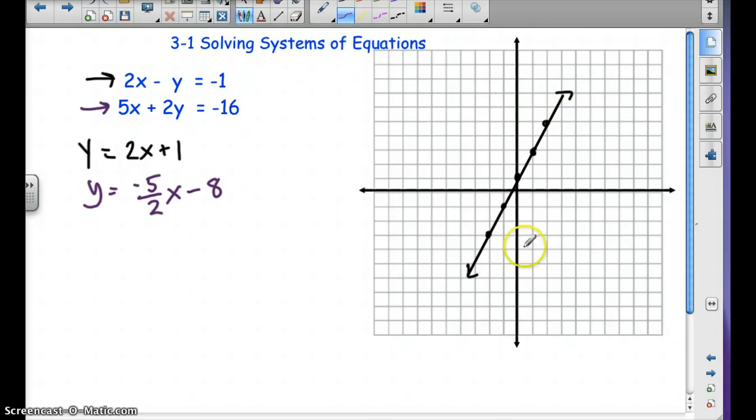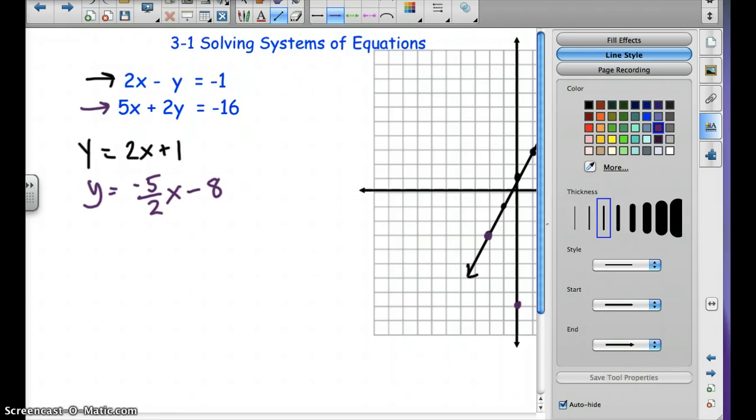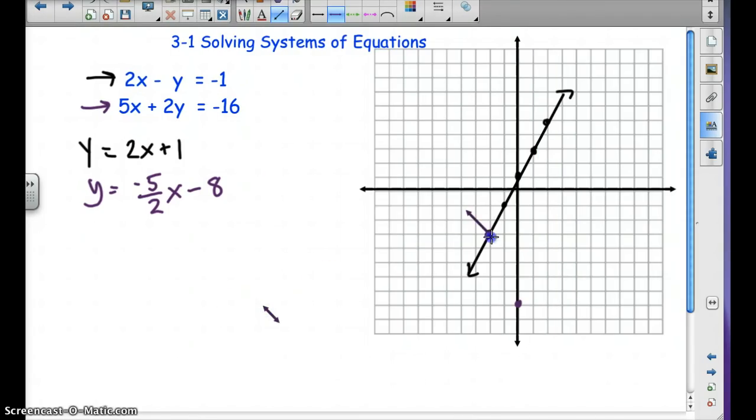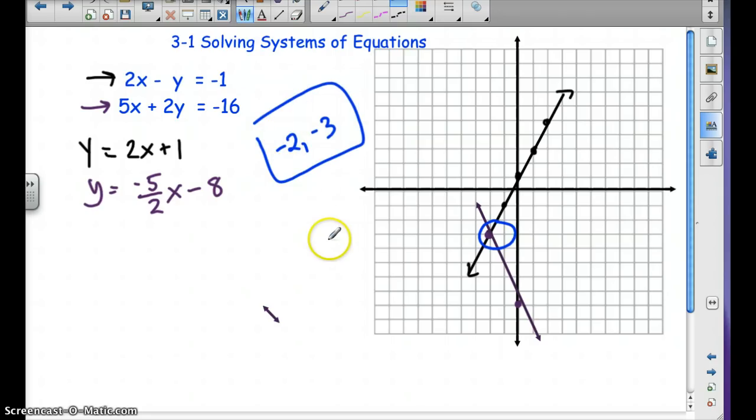Okay, and the next one we're starting at negative 8, which is right here, and we could go down 5 to the right 2, or up 5, 1, 2, 3, 4, 5 to the left 2. And there's a point of intersection. What do you know? That is awesome. So when we graph this line, here's the point of intersection, and so that will be our answer. This point of intersection is (-2, -3), so that is our solution.